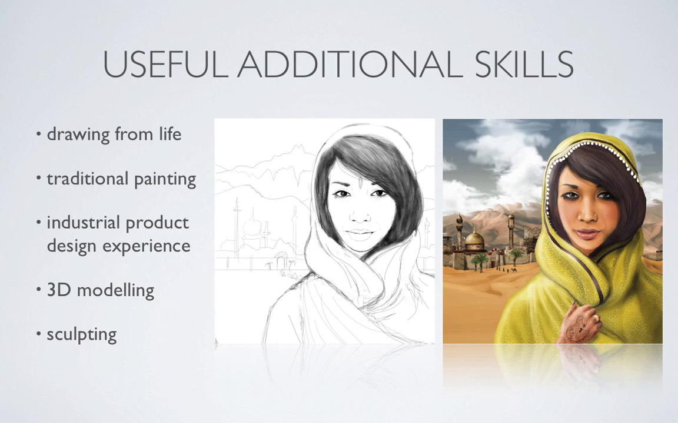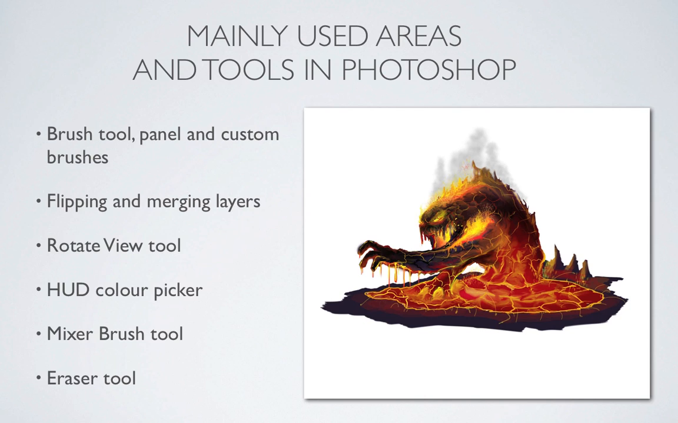3D modeling and sculpting is again a useful additional skill. Mainly used areas in Photoshop: obviously, the brush tool and everything concerning brushes. The rotate view tool is quite handy. Color picker, mixer brush, and eraser. It's quite simple. As I said, it's roughly like 10% of Photoshop which you will use for digital art.